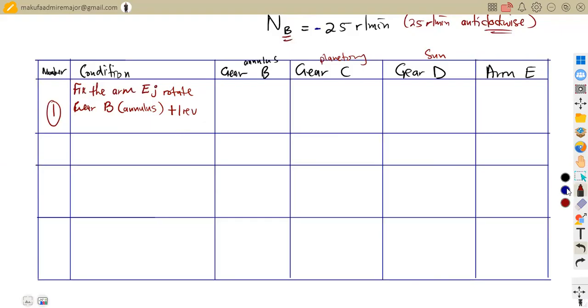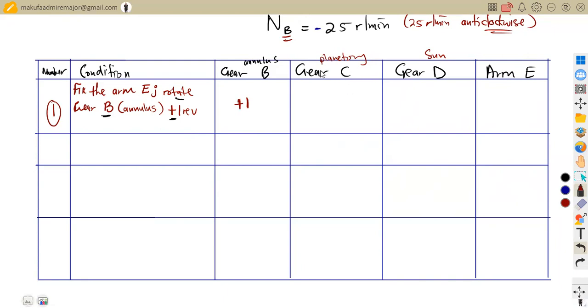Now let's consider our gears. What is going to happen to B? Gear B is the one that is rotated. Remember, we have to rotate the larger gear one revolution. So already gear B has rotated 1 revolution. So that one is just going to be a +1. So we have got a +1 revolution there.